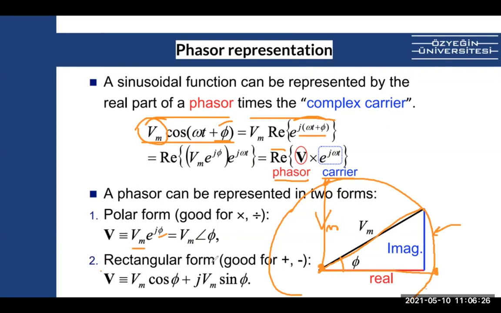And if you want to write it in rectangular form, you take the cosine, it becomes the real part, Vm cosine, and you take the sine, it becomes Vm sine. So that's the imaginary part, and this is the real part. And that's how you can basically switch between the polar form and rectangular form.